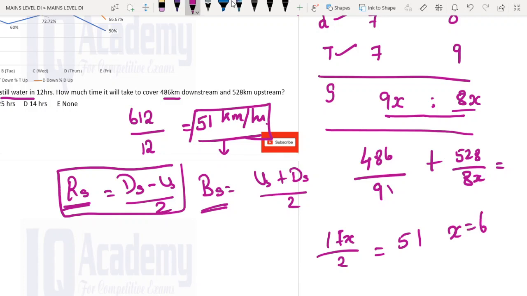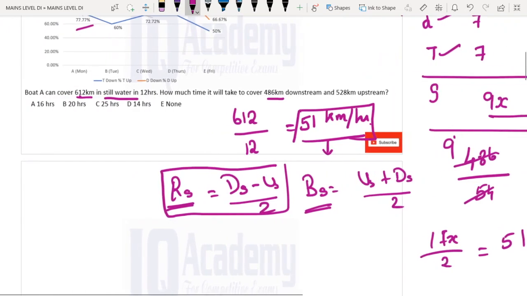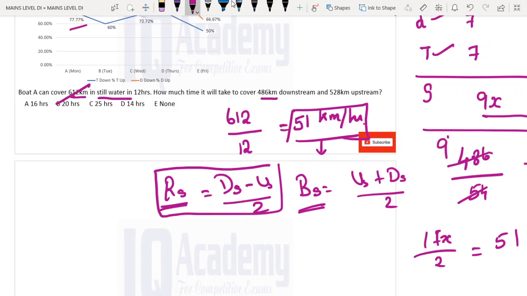So here instead of x we can put 6, so this will become 54 and this will become 48. So 54 into 9 is 486, so 9 hours. 48 into 11 is 528, so 11 hours. So 9 plus 11 will give you the answer as 20 hours. So the answer for this question is 20 hours. We'll move to the next question.